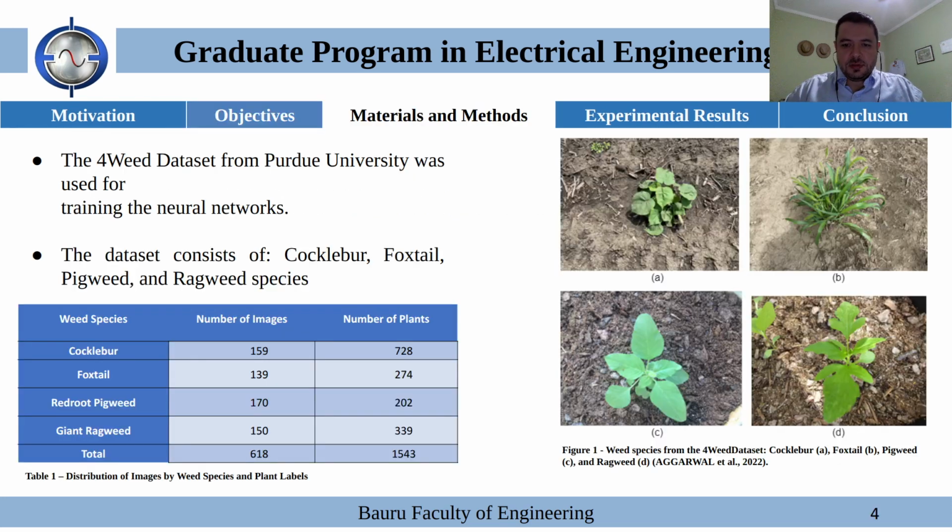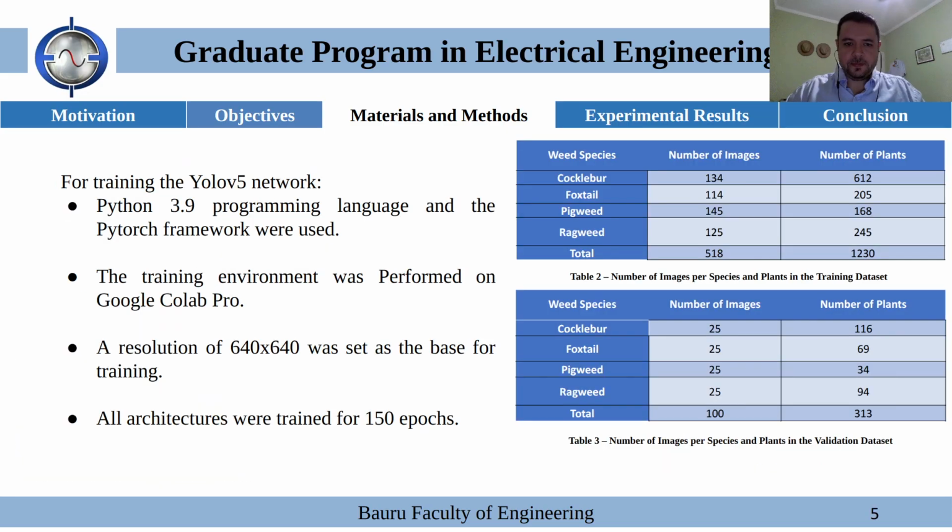For this research, we used the 4-weed dataset from Purdue University. It's composed, as mentioned, of 4 weeds that are harmful for corn and soybean. On table 1, we have the distribution of images as well as the number of plants per weed species. Therefore, we will be focusing on these 4 weed species.